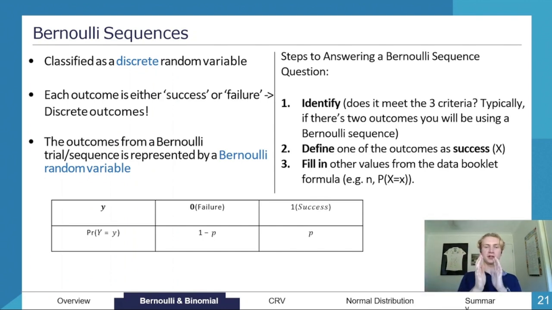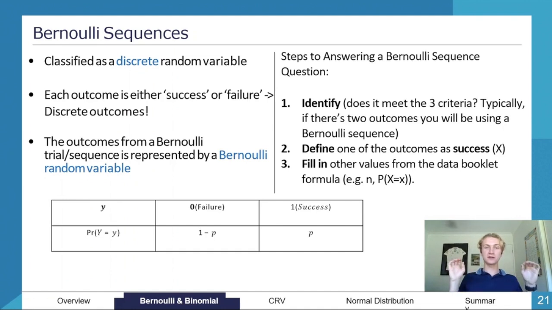It's going to really help you differentiate these different types of probability, because right now it's difficult, as it's all blending together. However, once you've differentiated them clearly, for example, the typical things for a Bernoulli sequence, you know it's that, and you use that formula from your data booklet that we're going to go over. When you see success, failure, etc., you know you've got to go for Bernoulli sequences.